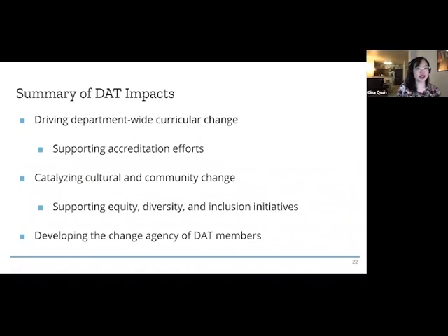So just to summarize some of the ways that DATs have had impacts, we've seen DATs support department-wide curricular changes, such as things tied to accreditation efforts, also catalyzing cultural and community change, so initiatives related to diversity, equity, and inclusion, as well as other cultural features. And also we see strong evidence that DATs support developing the change agency of DAT members, especially students.